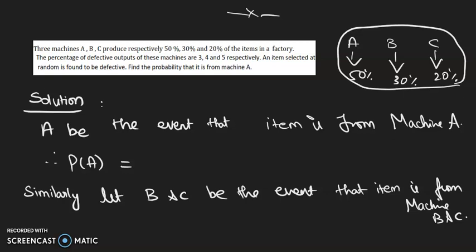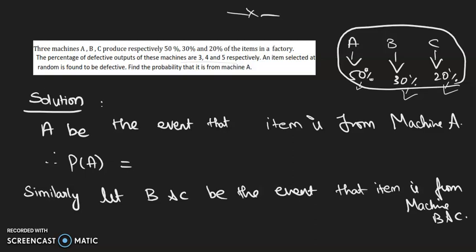So out of this, say pens or pencils or whatever it is, they are finding the percentage of defective outputs of these machines, which are 3, 4 and 5 respectively. So from machine A it is 3% defective, from machine B it's 4% defective, and from machine C it is 5%.